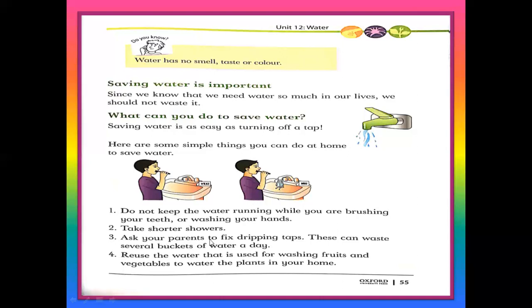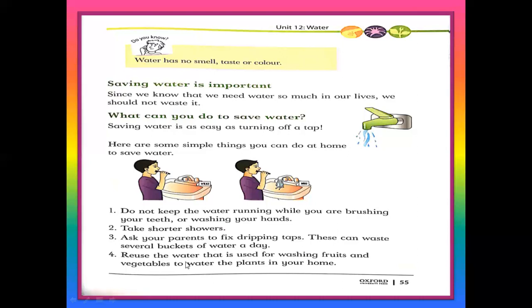Number three, ask your parents to fix dripping taps. These can waste several buckets of water a day. Suppose in your home any tap of your kitchen or your bath is dripping, then you should say to your parents, fix it. Maybe in one day there is a loss of only one liter of water, but in two or three days, the loss is one bucket, so you should save it in this way.